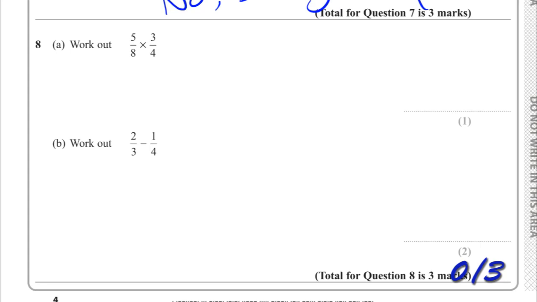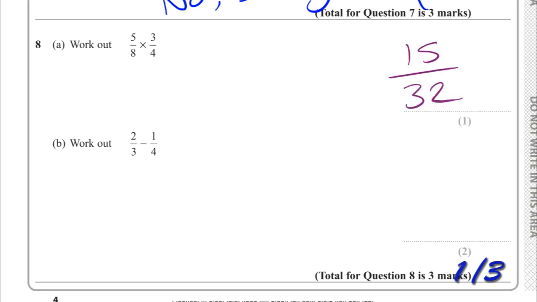Question 8. Fractions. You must revise fractions. There are rules that you just need to know, and it makes these questions a lot easier. For example, in the first one, we're timesing 2 fractions together. If you've done your revision, you know that when you multiply fractions together, all you need to do is times the top numbers and times the bottom numbers. 5 times 3 is 15, 8 times 4 is 32.